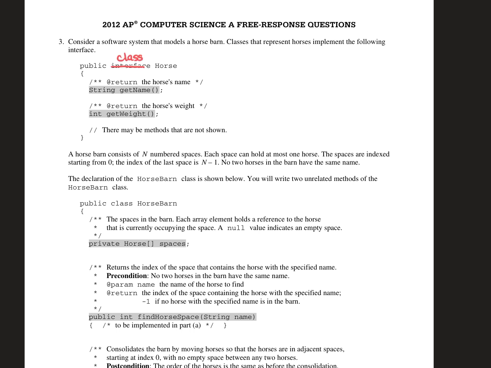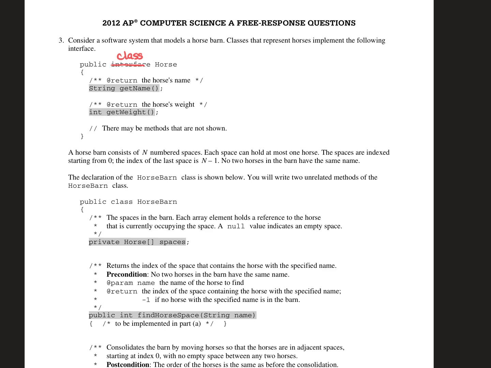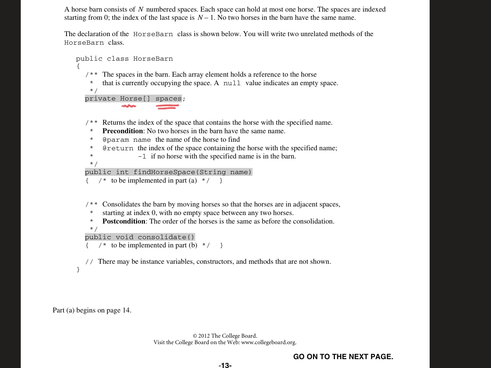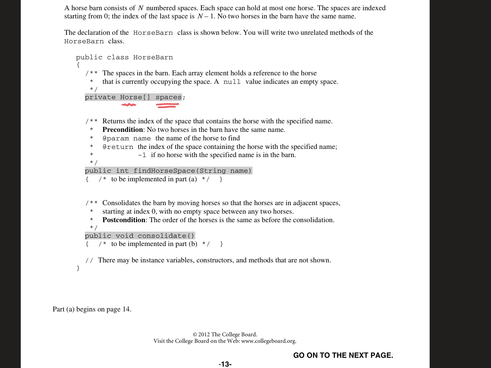So we have a horse class. In the horse class, the object contains its name and its weight. Then we have a horse barn class, and it contains an array of horses called spaces. Part A, we're going to find a horse with a certain name, and then part B will consolidate.